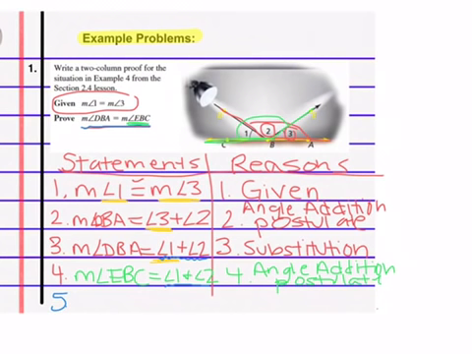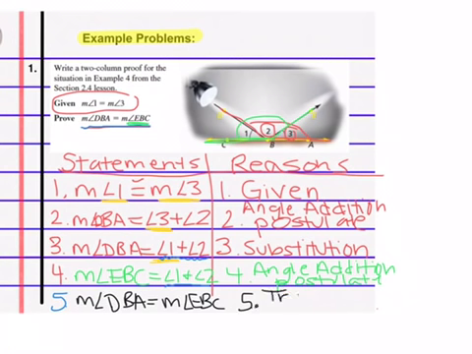So I already have in my proof that DBA is equal to angle 1 plus angle 2, and EBC is equal to angle 1 plus angle 2. So if both angle DBA and EBC are equal to 1 and 2, they must be equal to each other. So I'm ready to end my proof. The measure of angle DBA is equal to the measure of angle EBC. See if you can figure out the reason.